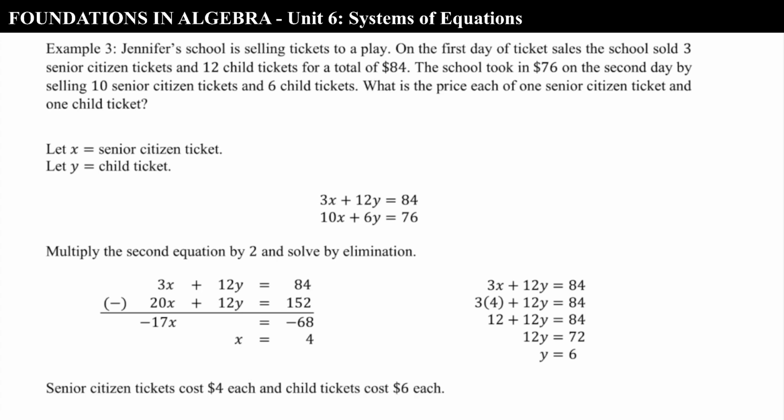So our word answer here will be that senior citizen tickets cost $4 each and child tickets cost $6 each, because x is 4, and that's what we designated as the senior citizen ticket price, and y is 6, which is the child ticket price. So $6 for a child ticket. All right, this concludes this unit on systems of equations.